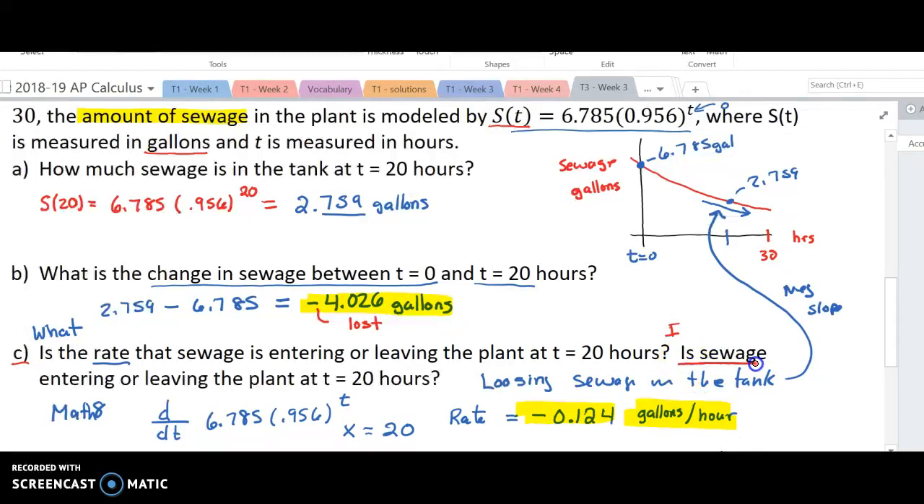And to answer the question, is the sewage entering or leaving the plant at t equals 20, the best reason would be leaving, because the rate is negative.